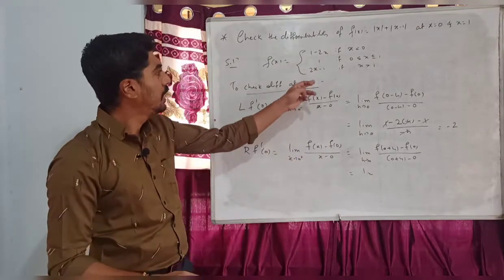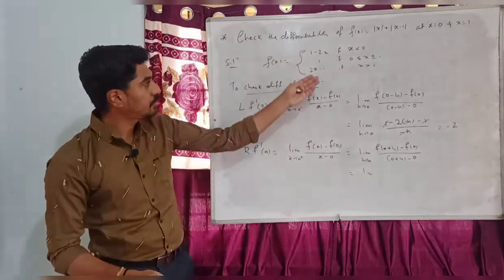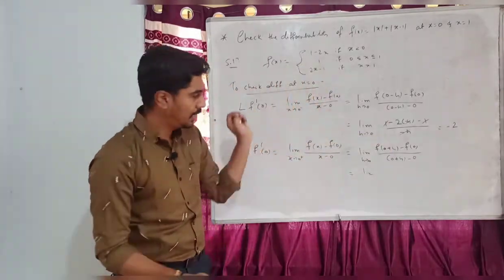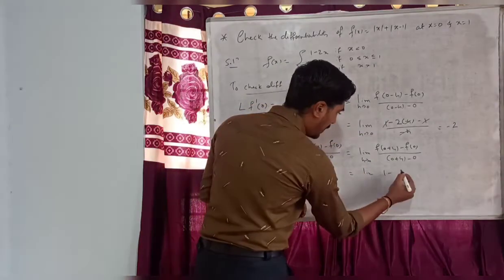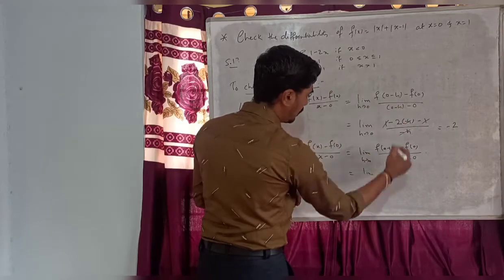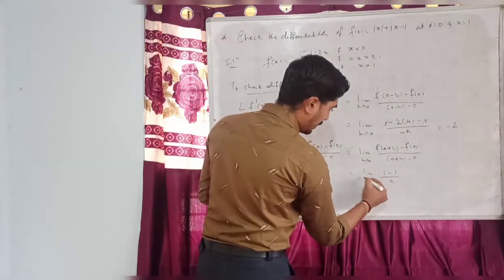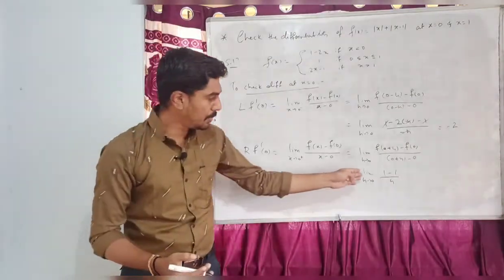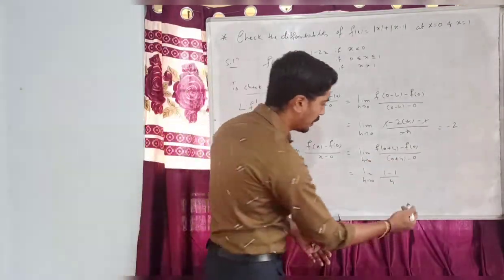So now h is greater than 0. So f of h is defined as 1. This will be equal to 1 minus f of 0, which is 1, divided by h as h tends to 0. 1 minus 1 is 0, so limit of 0 will be equal to 0.